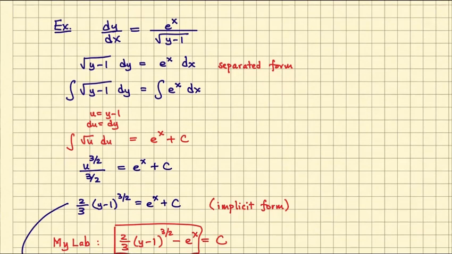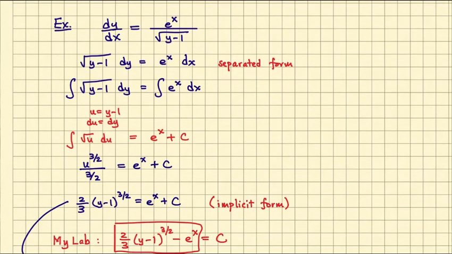Okay, let's look at another example. So here we have dy over dx equals e to the x over the square root of y minus 1. Kind of a complicated looking differential equation, but really not that bad. You could think of it as if we cross multiply, or if we multiply both sides by dx and multiply both sides by the square root of y minus 1, we end up with this separated form.